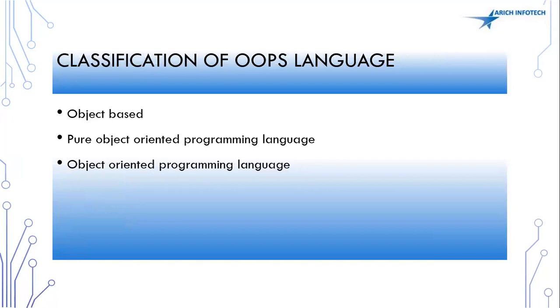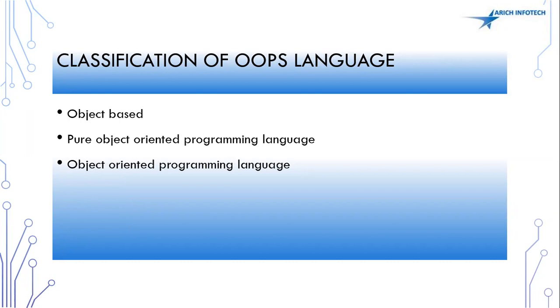We can categorize these languages on the basis of these concepts. So on the basis of these concepts, we can categorize the OOPS concept in three categories. First, object-based. Second is pure object-oriented programming language. And third is object-oriented programming language. So we can categorize all object-oriented programming languages in these three categories.